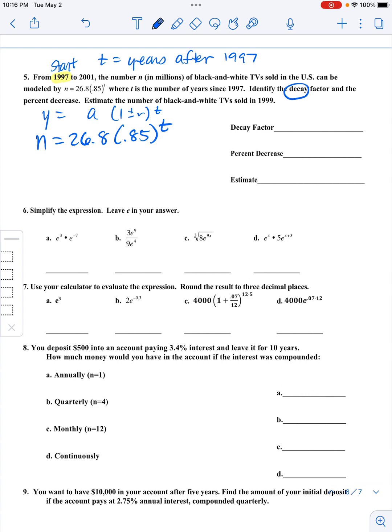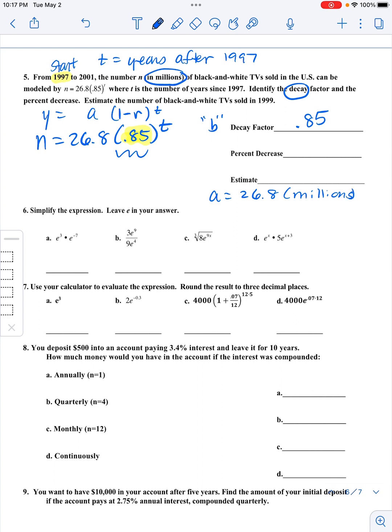It says in here, identify the decay factor. Plus, if you look at this, it's less than 1, which means this is decay. So what I know then is that up here, this is going to be the formula that's 1 minus r. So somehow 1 minus r became that 0.85. So this is the decay factor, the growth factor. It's asking you for the b value, the thing raised to the power. So that's the 0.85. What about the initial value? It doesn't ask you that, but the initial value, your starting number is 26.8, and that's in millions because it says so up in the words right here.